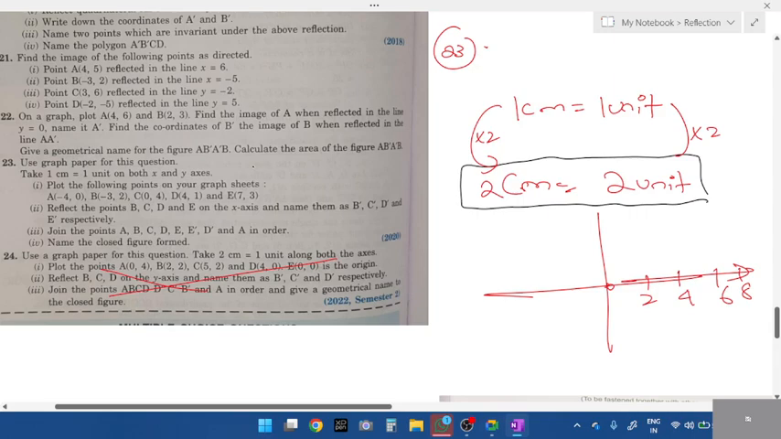Can you see I've shown the calculation? If 1 centimeter is 1 unit, how much do you have to convert it into? 2 centimeters should be 2 units. So you have to take it as -2, -4, -6, right? Yes, complete it. Try this 23rd.